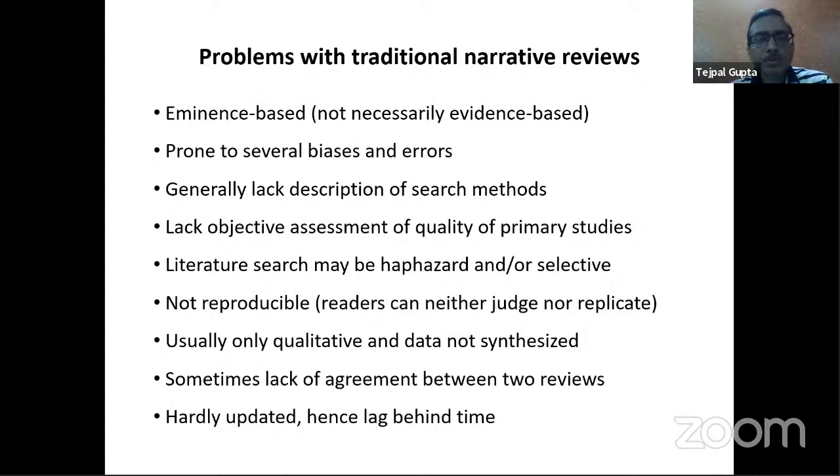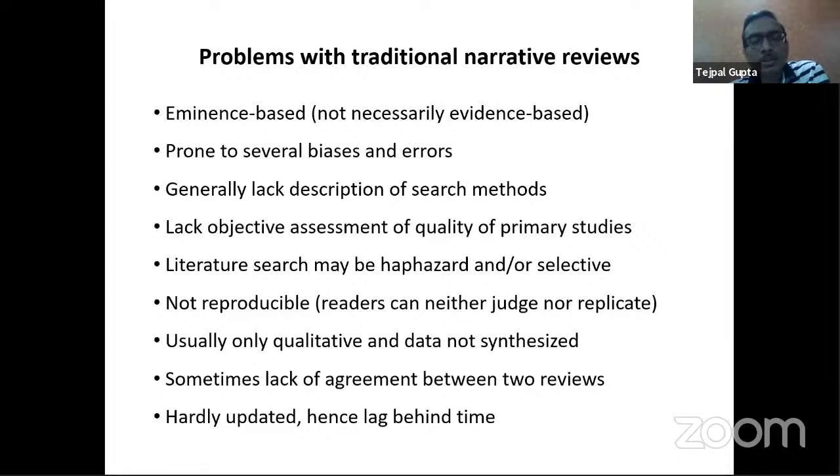Now, what were some of the problems with narrative reviews? They were generally not evidence-based, more eminence-based, and jokingly I say more senescence-based, because it was generally done by the older people. They were prone to several biases and errors. Mostly they lacked description of search methodology. They would also lack objective assessment of the quality of primary studies. The quality assessment of primary studies was not so much in vogue 20 years ago.